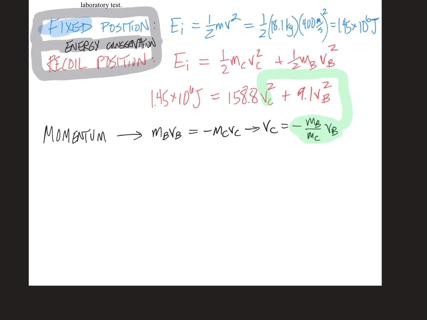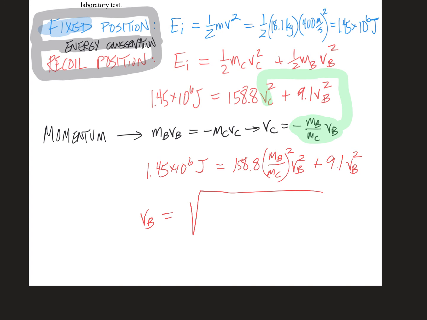And so, I'll switch back to red here. 1.45 times 10 to the 6 joules. Could have left that as E sub I, brought it back in later. We're going to have 158.8, and instead of V C squared, we're going to have M B over M C squared. Could leave the negative out because it's just going to get squared away. And then we're going to have V B squared plus 9.1 V B squared. Isn't that nice? And so now the only unknown thing is V B. It's going to be the square root of something since it's squared.